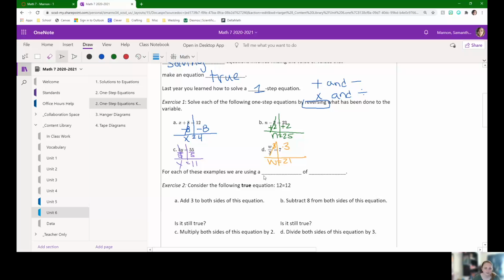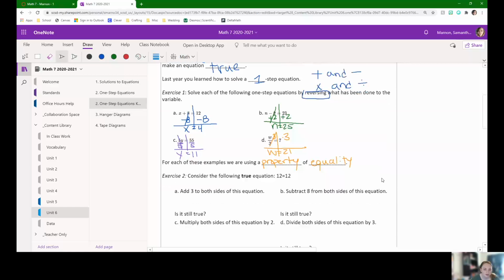For each of these examples, we are using what we call a property of equality. So these properties of equality, there's one for addition, subtraction, multiplication, division. All it means is that if I do the same thing on both sides, so if I add 4 on both sides, it stays the same. If I subtract 3 on both sides, it stays the same. If I divide by 4 or multiply by 10, it stays the same, as long as it's on both sides. Those are properties of equality.